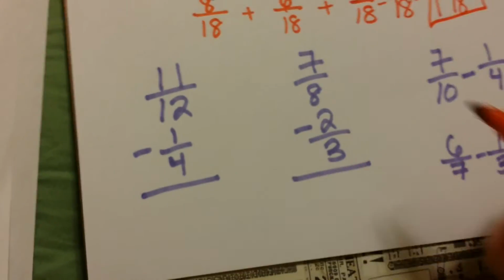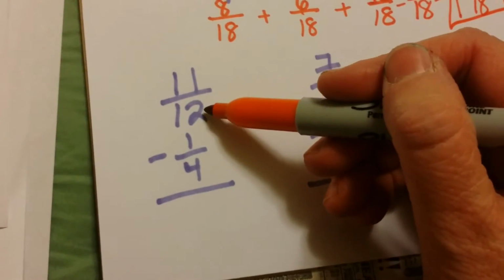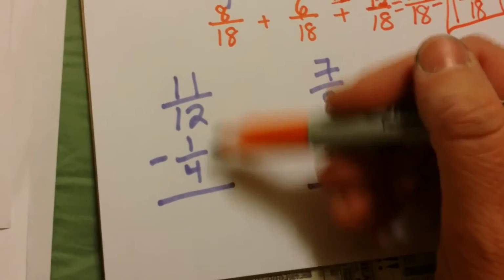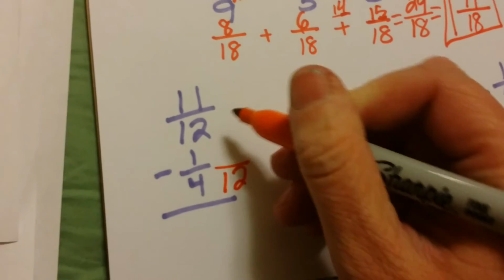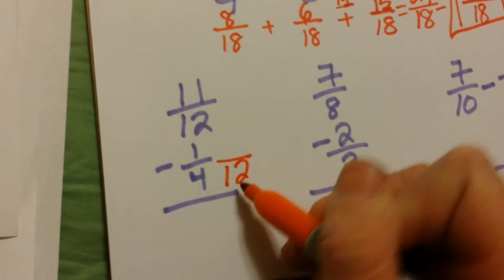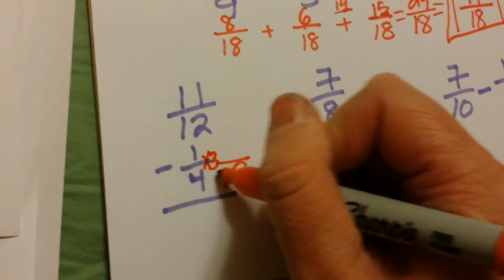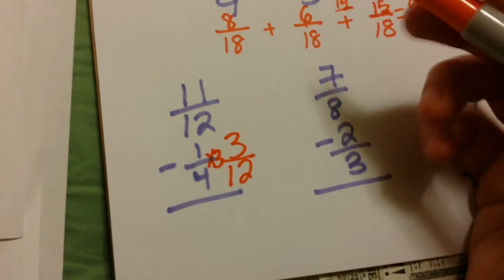Okay, now let's do subtraction. Same thing. You can't subtract fourths from 12ths. They're not the same thing. So what can 12 and 4 both be? Well, they can both be 12. That one's already there. How do you go from 4 to 12? Times 3. 1 times 3 is 3. Now you can easily subtract.